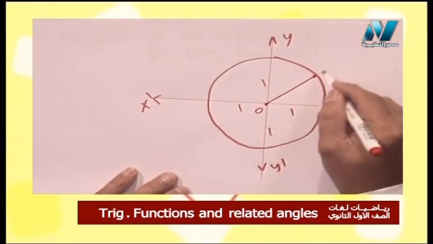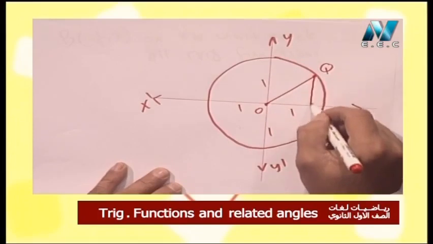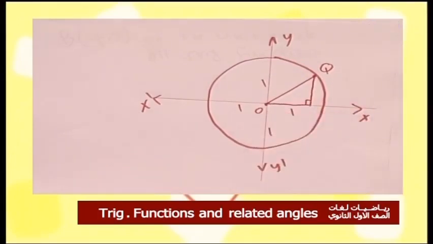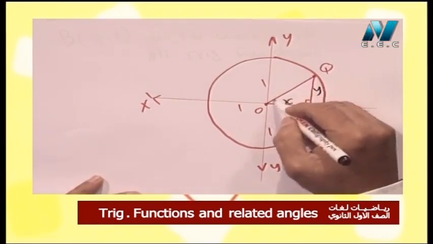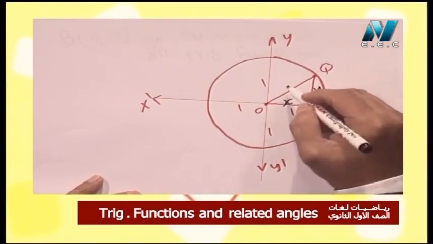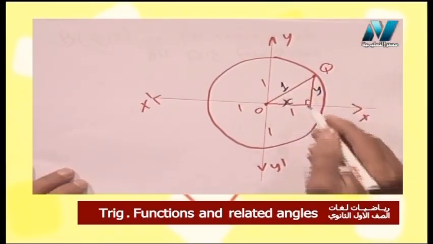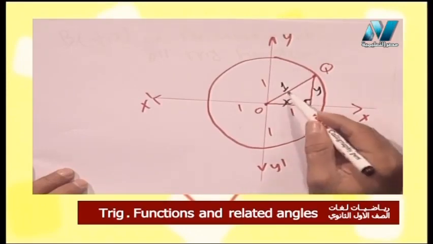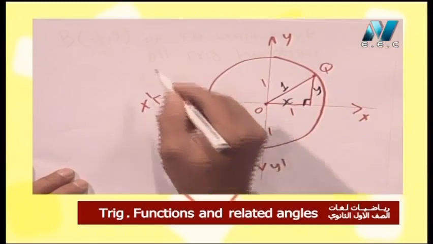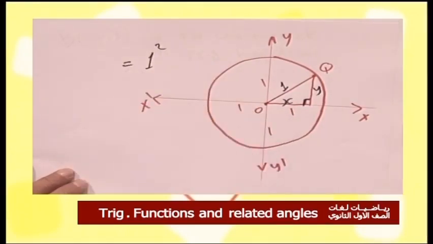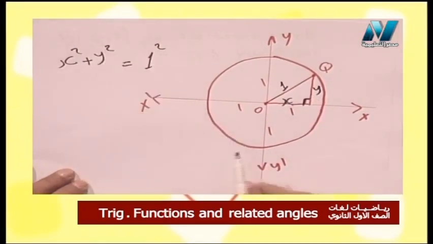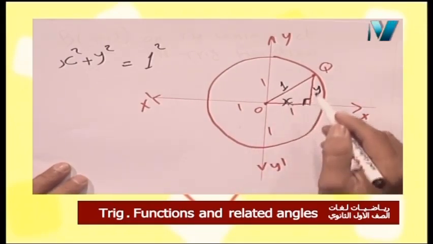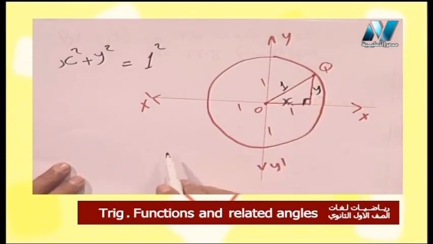We have a point here as Q, and we drop a perpendicular from it. So we have here x, y, and the radius, which is the hypotenuse of the right angle triangle, equal to 1 unit. From Pythagoras theorem, we know that hypotenuse squared, which is 1 squared here, equals x squared plus y squared. So we have x squared plus y squared equals 1.